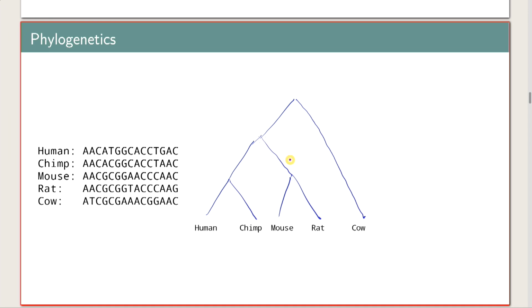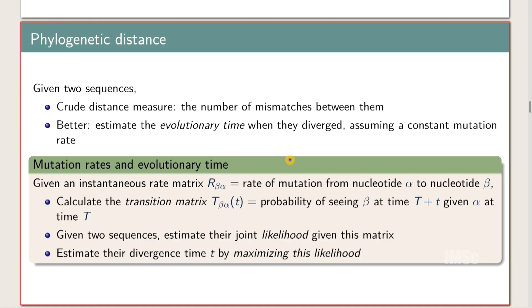So how do you formalize this? So what is the phylogenetic distance? The crude distance measure is what I just said. It's the number of mismatches between them. But it's better to use these mismatches to estimate the evolutionary time, the amount of time that these species have diverged.